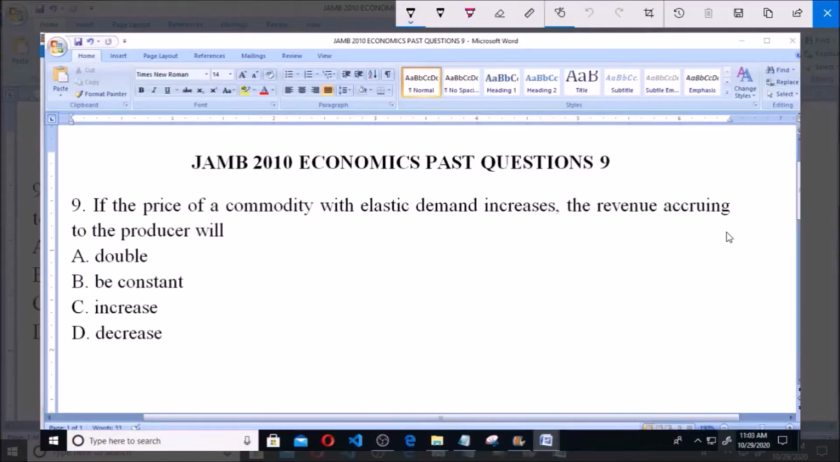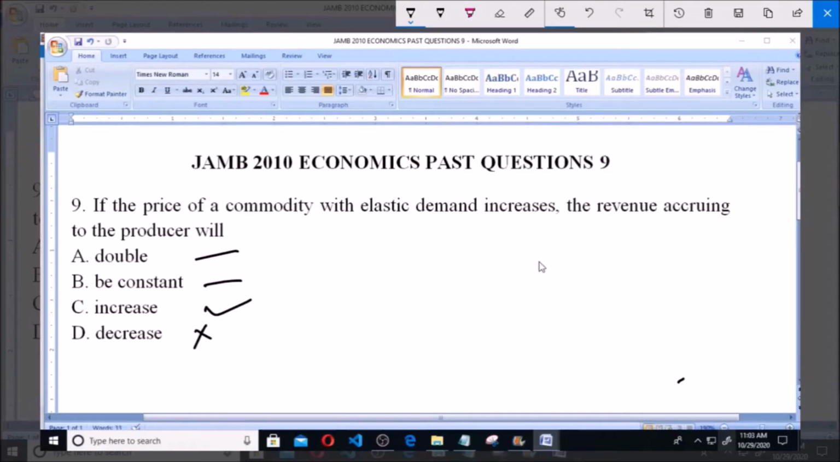Hello, Jamb 2010 Economics Past question number 9. If the price of a commodity with elastic demand increases, the revenue accruing to the producer will: A. Double, B. Be constant, C. Increase, D. Decrease.